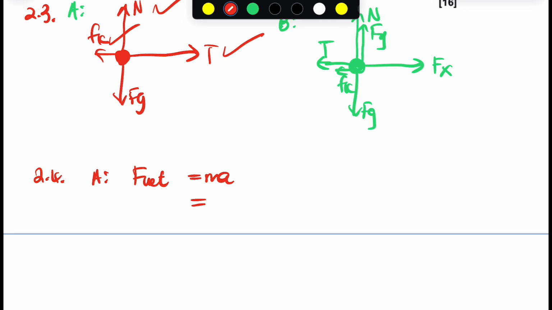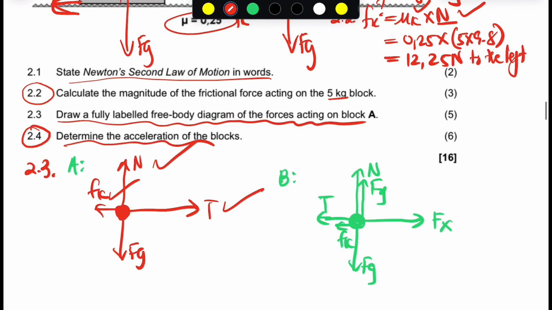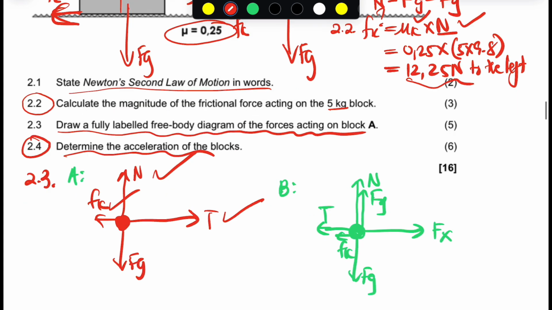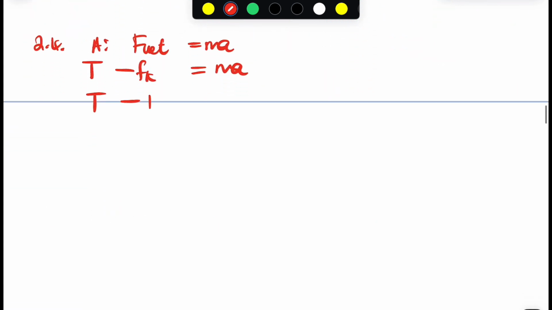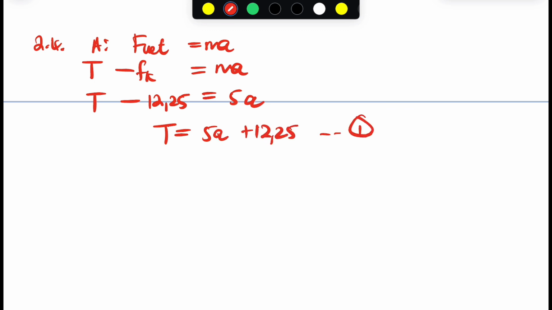So we choose right as positive, so we have a tension that is positive, and the Fk that is negative is equal to ma, right? The tension is unknown, and the friction we just calculated is 12.25. So 12.25 equals 5, the mass, and the acceleration is unknown. So we're going to have T is equal to 5a plus 12.25. This will be equation 1. So we are creating an equation there. I hope that makes sense.